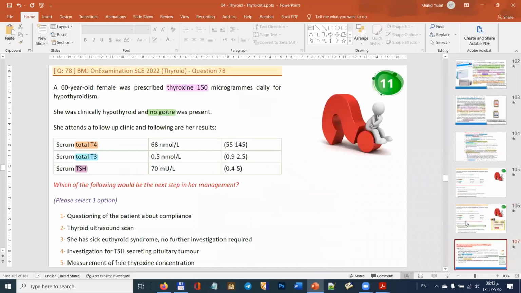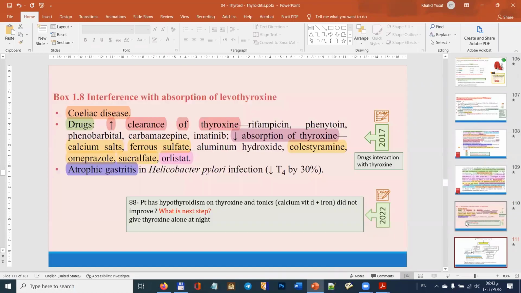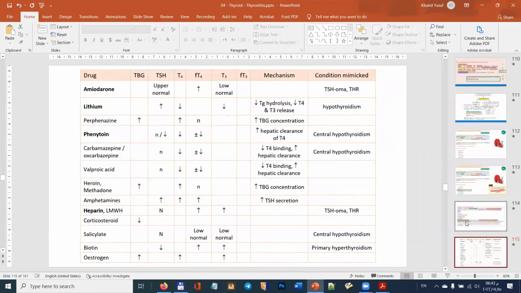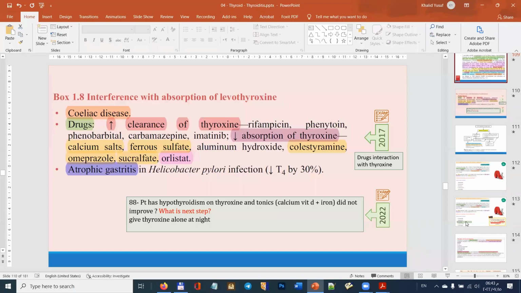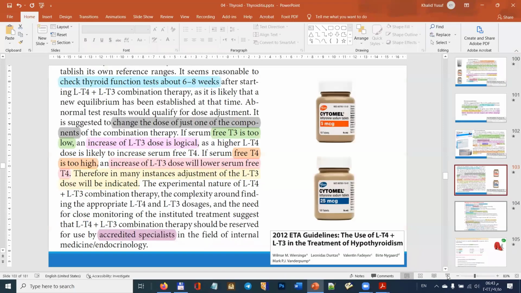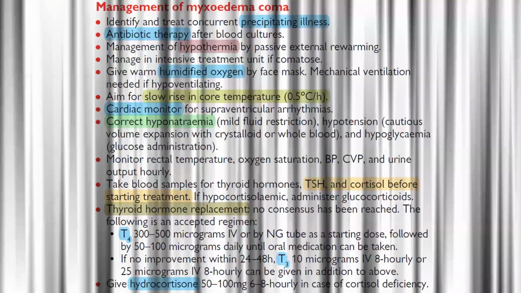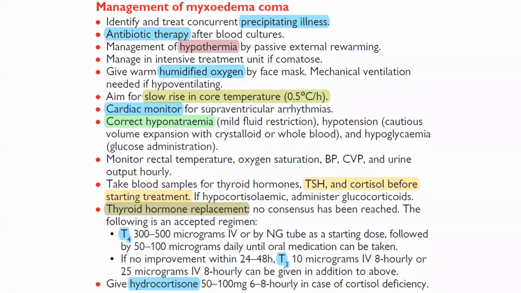Or we can complete it next Friday, inshallah. So next Friday, inshallah, I will complete this session, and I will cover amiodarone-induced thyrotoxicosis, because amiodarone-induced thyrotoxicosis is not a big topic. So I will complete this session next Friday, inshallah, and I will cover amiodarone-induced thyroid disorder.